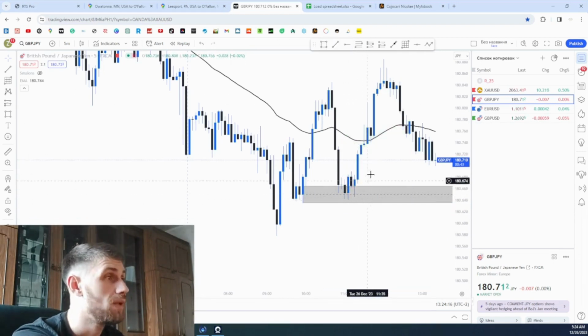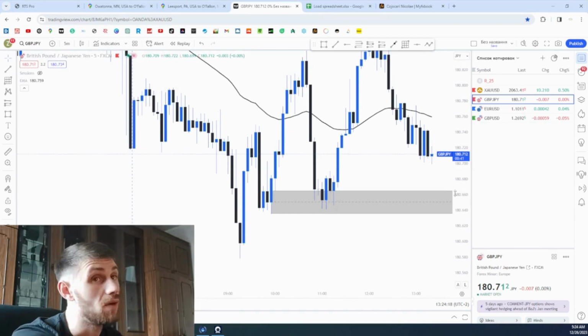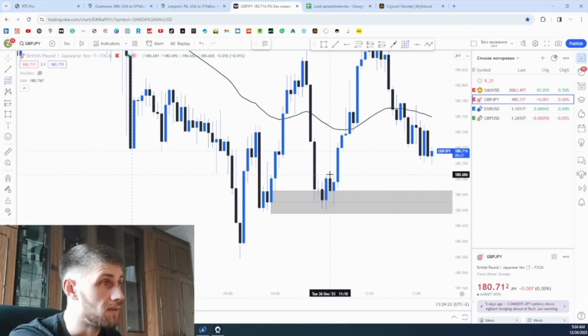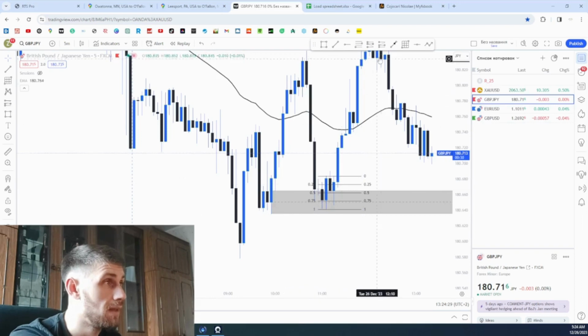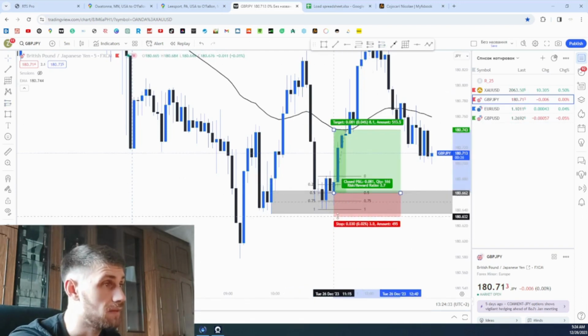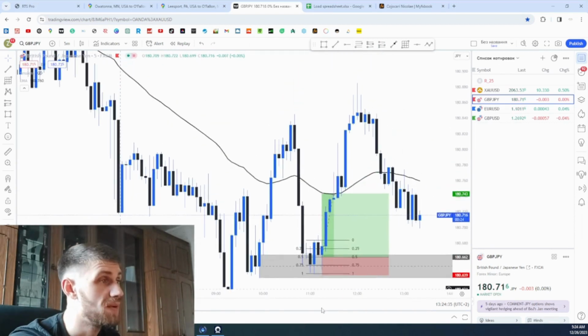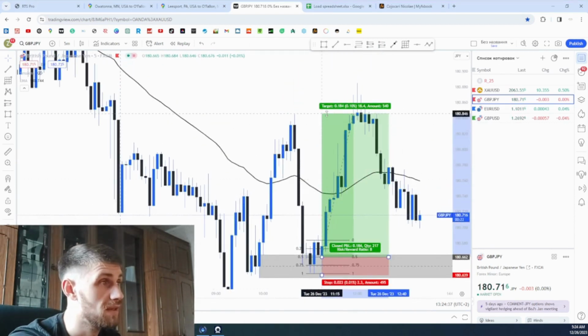But what you can do, if you check my previous video on how to use the engulfing candles, is wait for the bullish engulfing, put it like that, and use the 25 or 50% of the bearish or bullish engulfing candle and target this high.